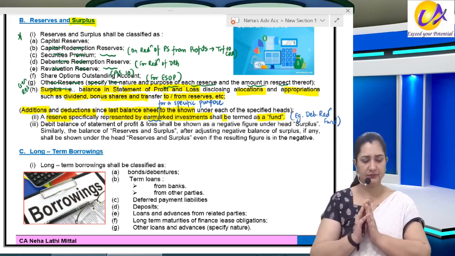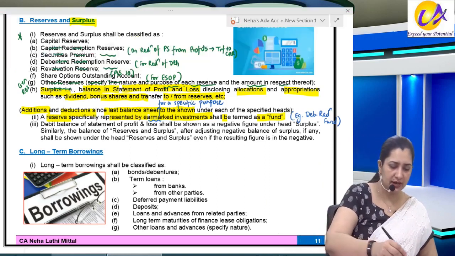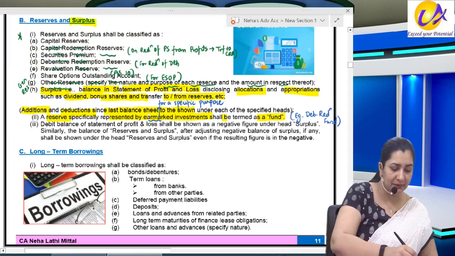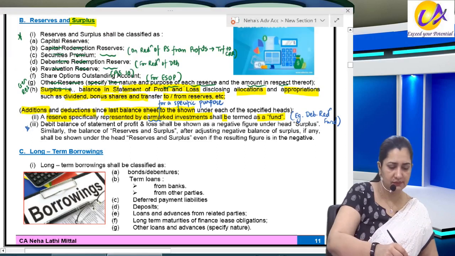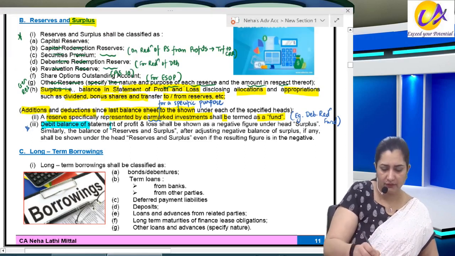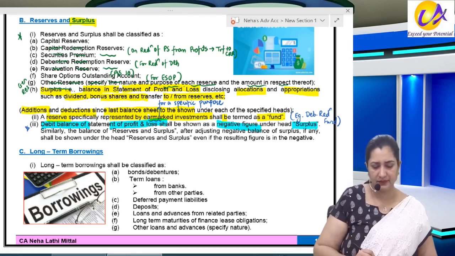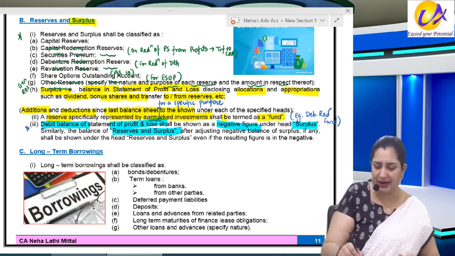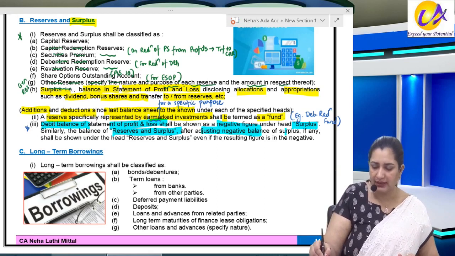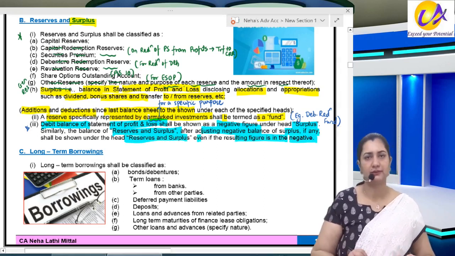Okay. And the last and very, very important point here, a star mark point. If there is a debit balance in the P&L, meaning there is a loss, a negative amount, the debit balance in the P&L will be shown as a negative figure under surplus. Even if your reserves and surplus, because of this negative balance, show a negative amount, it will be shown under the head reserves and surplus as a negative amount.